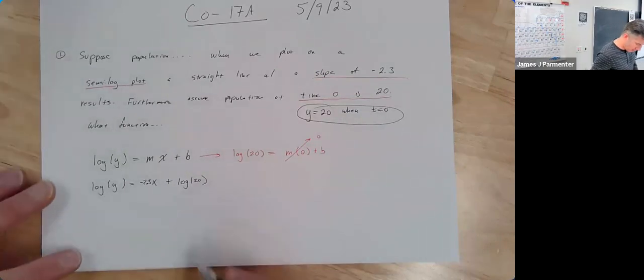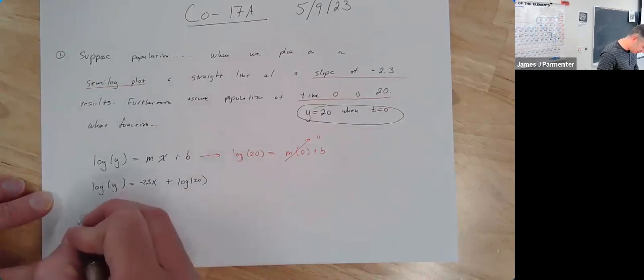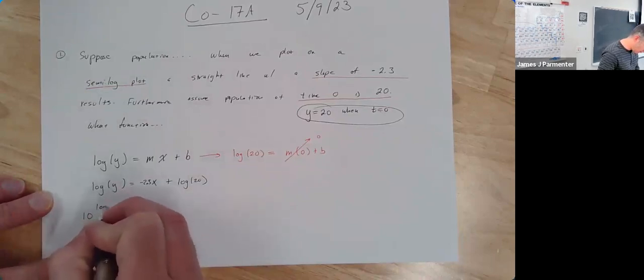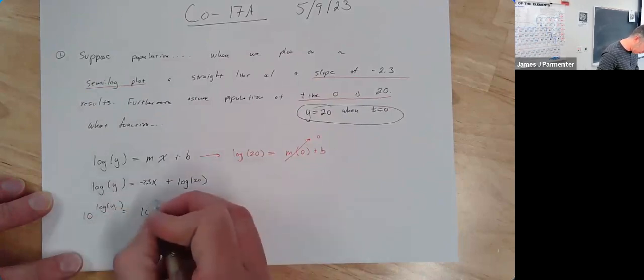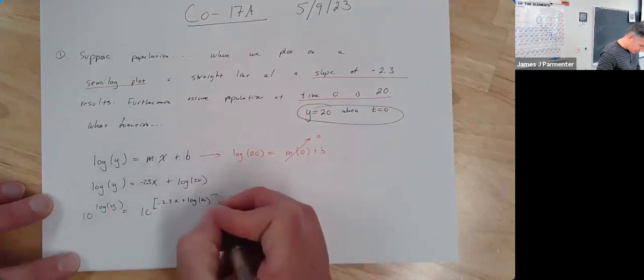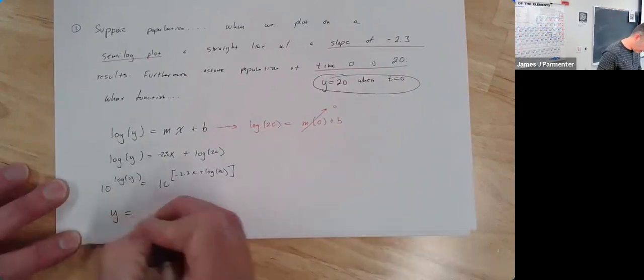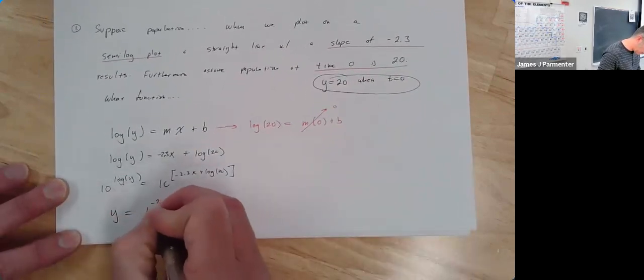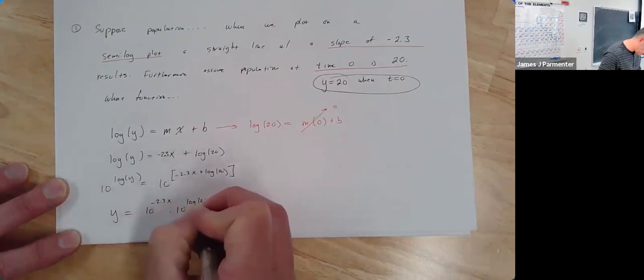So let's see what happens here. I'm going to raise both sides as powers of 10. This is going to be 10 to the log of y equal to 10 to the all of that, negative 2.3x plus log of 20. If you're short on time, I would stop here. Y equals 10 to the negative 2.3x times 10 to the log of 20.